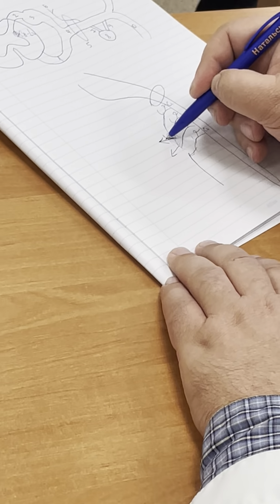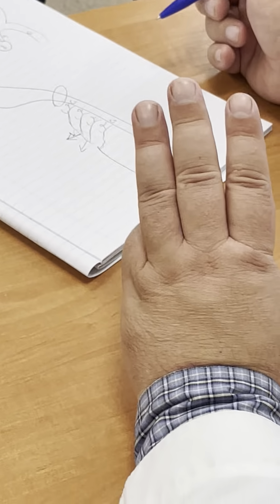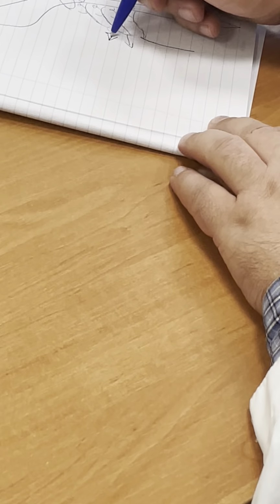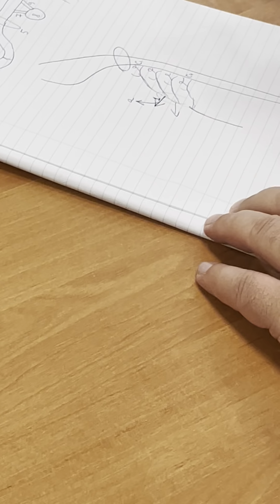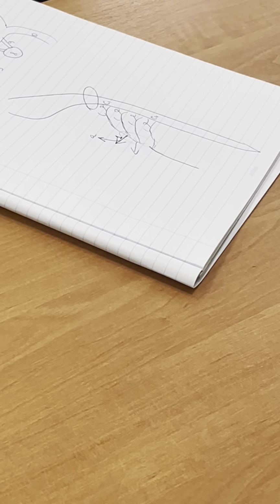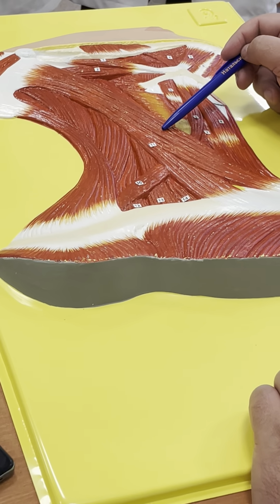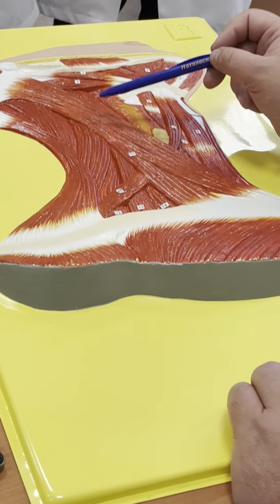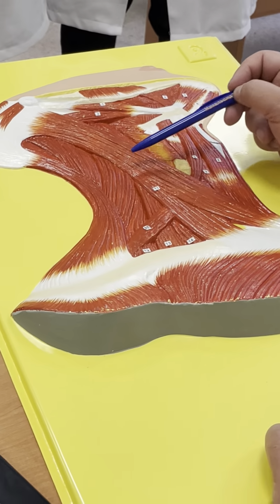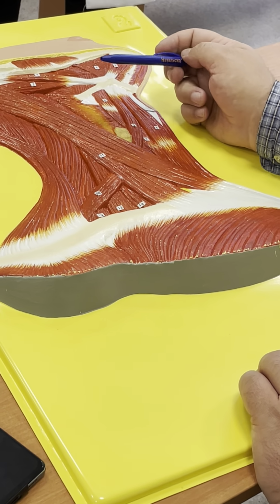Some words about muscular branches. Three types of muscular branches. First, that is rami muscularis. I put here letter A. Rami muscularis, which goes to these two muscles. What is this muscle? Sternocleidomastoid muscle and trapezius muscle. These two muscles receive innervation from cervical plexus, and the same, these two muscles receive innervation from 11th cranial nerve.